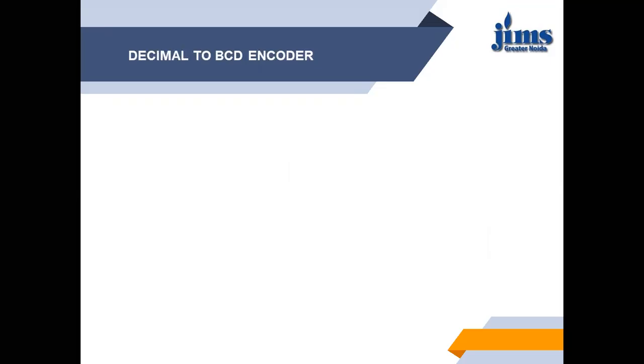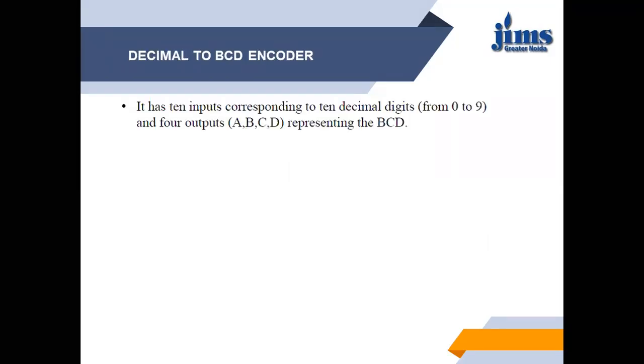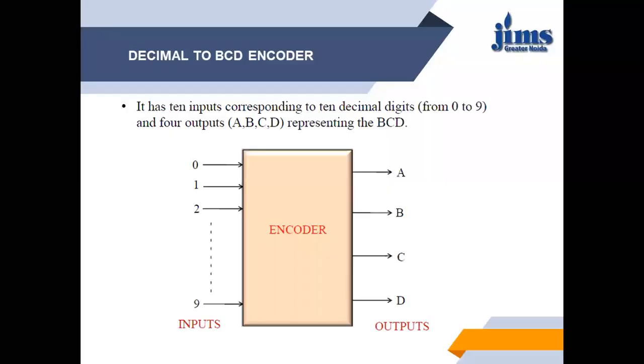Now the next one is the decimal to BCD encoder. As is clear from the name, decimal is the input, BCD is the output. So we have 10 inputs corresponding to 10 decimal numbers D0 to D9, and 4 outputs A, B, C, D, which represent the binary coded decimal. So here is your block diagram of the decimal to BCD encoder, 0 to 9, 10 inputs and 4 outputs.